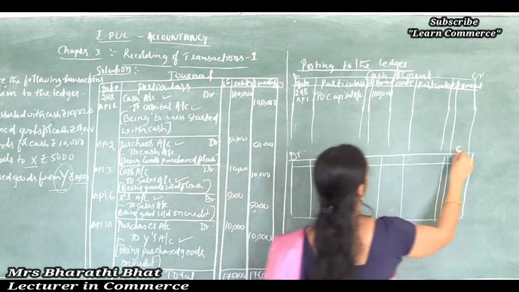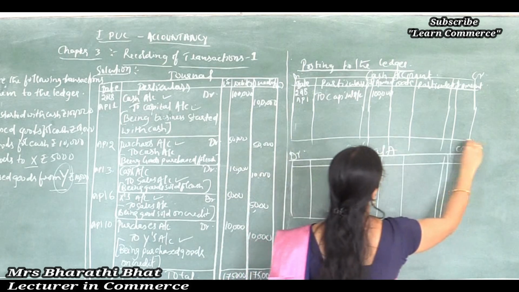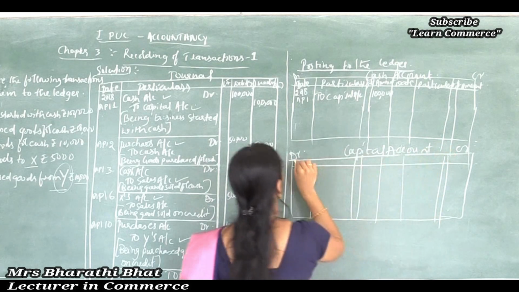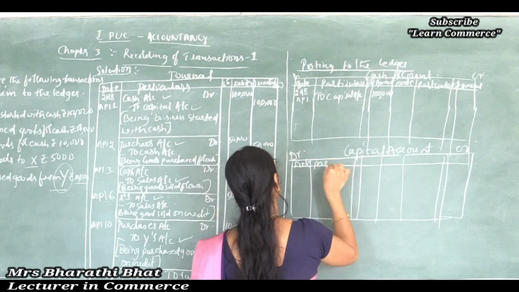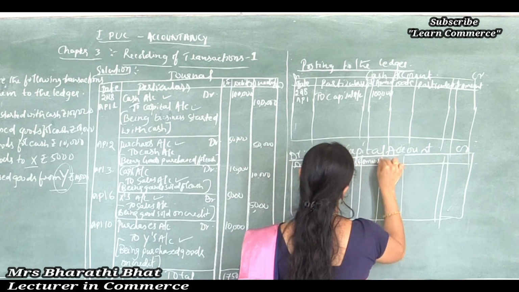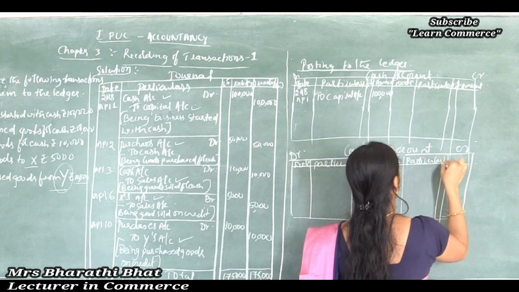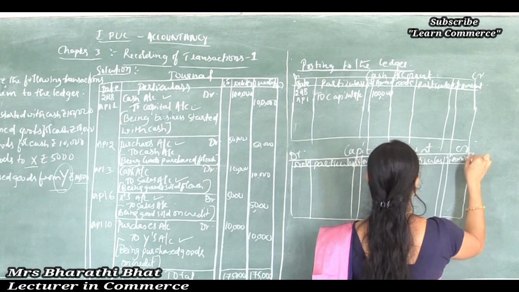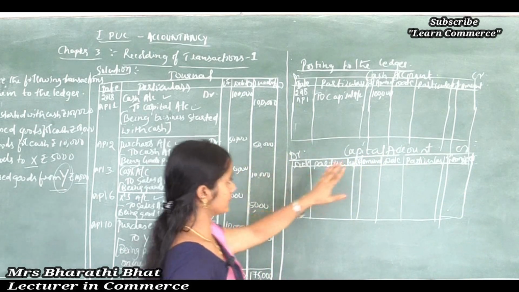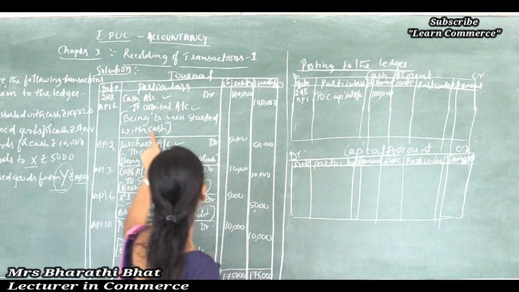Debit and credit, capital account. Capital account. Please fill these columns: date, particulars, JF, amount, again date, particulars, JF and amount in rupees. So when we are preparing the capital account, how can we post this cash account?